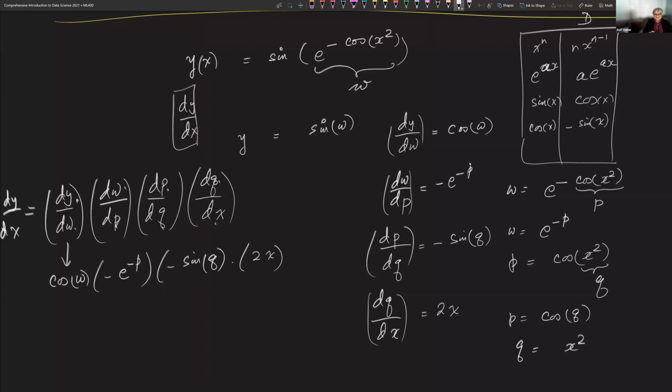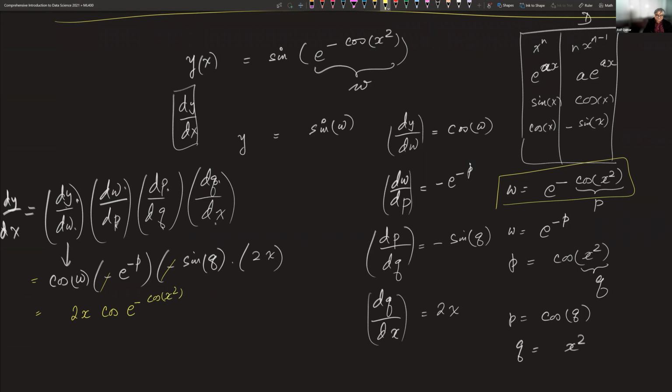And now let's start resolving it. First of all, we can get rid of these two minus signs, and so we will end up with this. We can solve this by saying 2x. Now, what is w? W, we realize, was this thing, right? So let's do that: 2x cosine e to the minus cosine x squared.